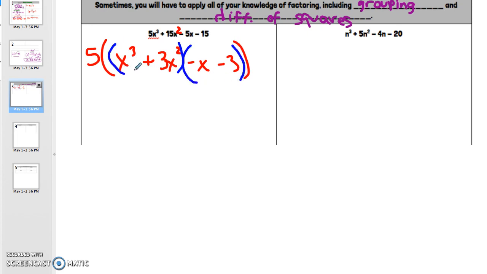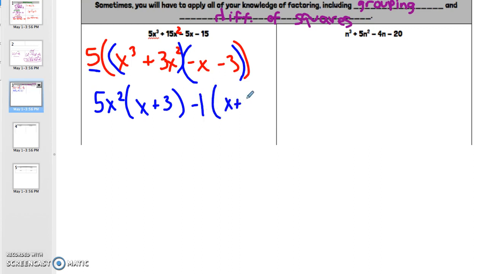And this is what we're talking about, grouping. What can I pull out of this first set? I can pull out an x squared. And I can pull out nothing else. So left on the inside is x plus 3. And don't forget my 5 is still up top. So that's just going to drop down with me. And then out of the second group, I can factor out a -1, which leaves me with x plus 3. Perfect. So these match. I know I'm good there.